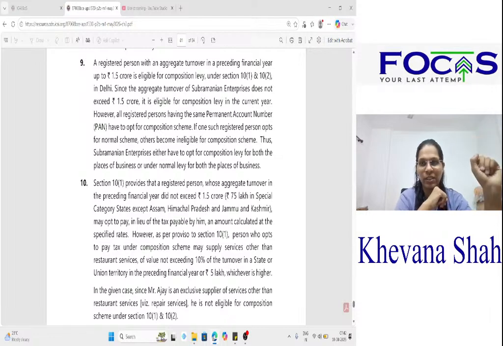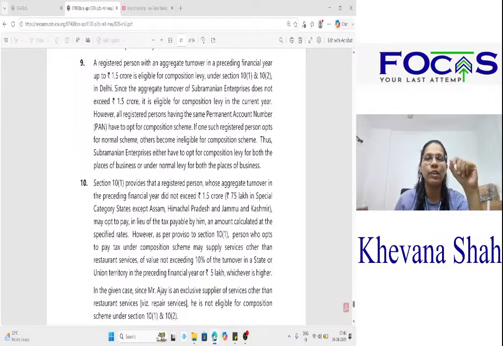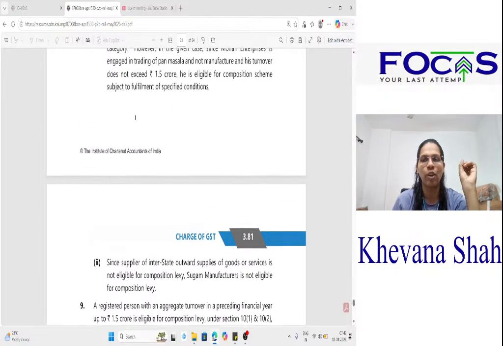for composition scheme. Thus, Subramaniam Enterprises either have to opt for composition levy for both the places of business or under normal levy for both the places of business. So they can either go for composition scheme for both the places or they can go for regular scheme for both the places. One going for composition and another not going is not possible in our GST Act. They are not giving us that option.